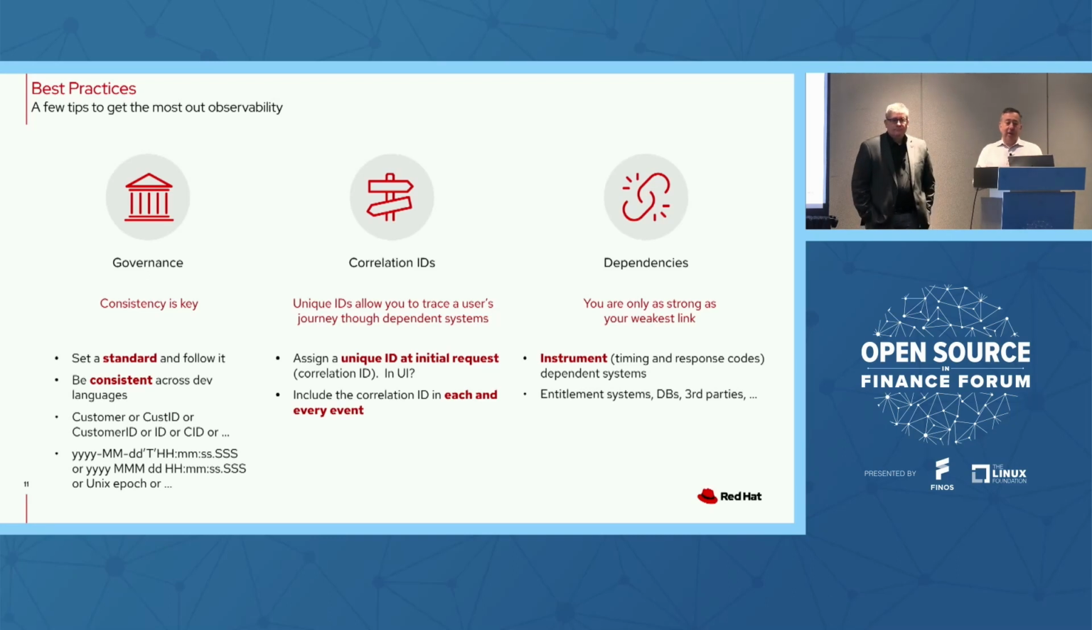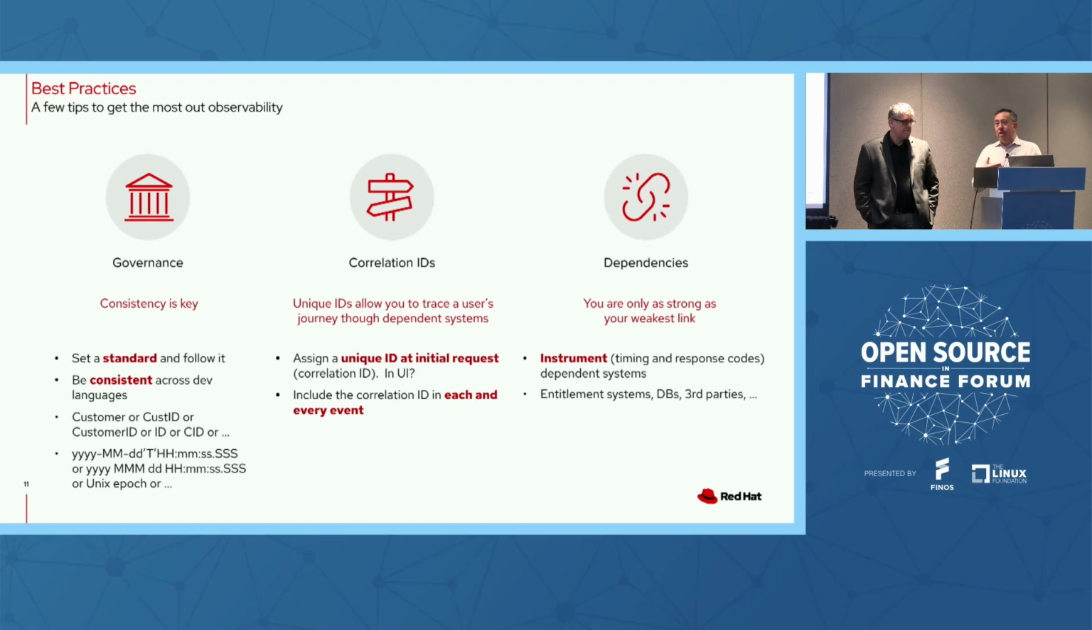It may be an account ID. It may be a GUID. Doesn't really matter. But then follow that through. Maybe put it in headers. Maybe you put it in the payload of your message. Whatever it is, because ultimately, you're going to go into your ELK stack, Sumo Logic, Splunk, or whatever. You're going to search for that correlation ID. And then, boom, you're going to get all the transactions, all the events associated with that. That's going to make your life much easier.